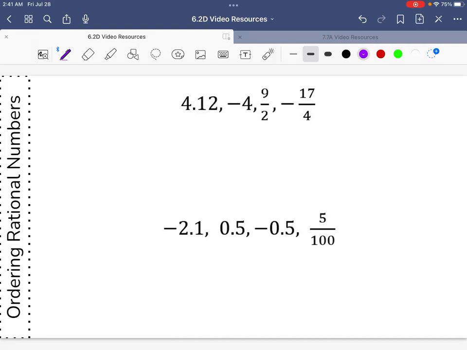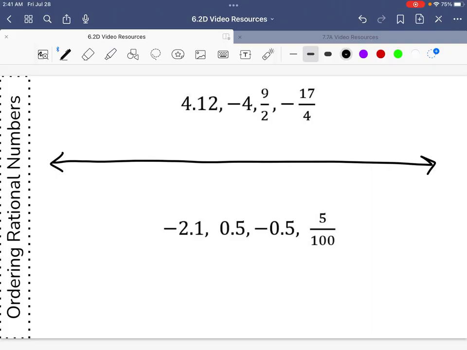Hey guys, today we're going to be ordering rational numbers. And so the first problem I'm given is 4 and 12 hundredths, -4, 9 halves, and -17 fourths. And so the first thing I see is that all of my numbers are given to me in a different representation. And so I'm going to draw a number line, because I know that if I put these values on a number line, then I can see the order of them from either least to greatest or greatest to least.